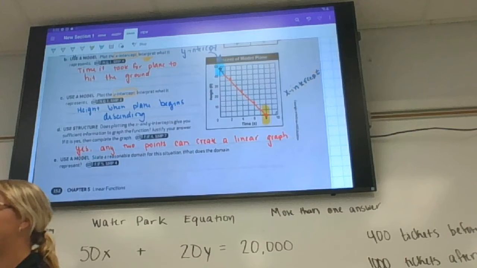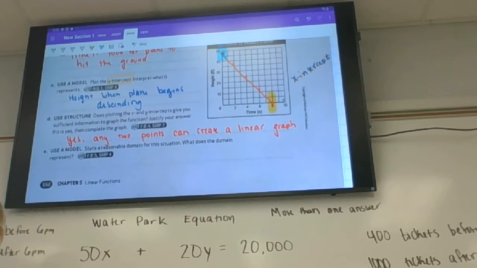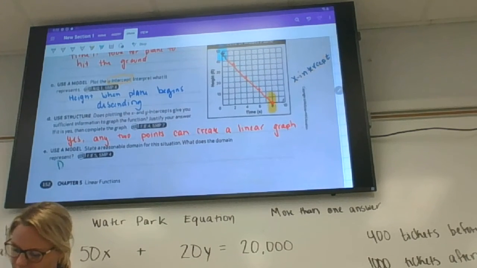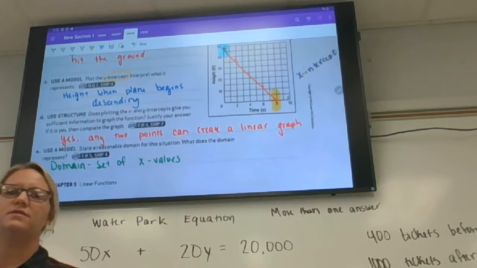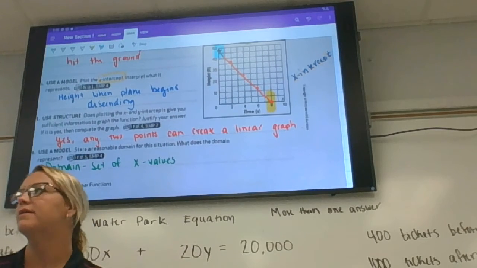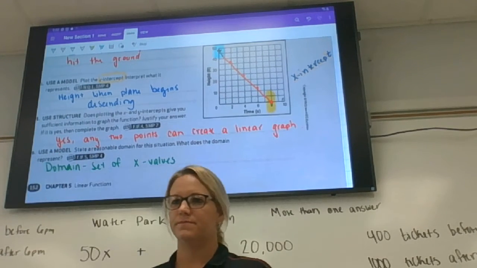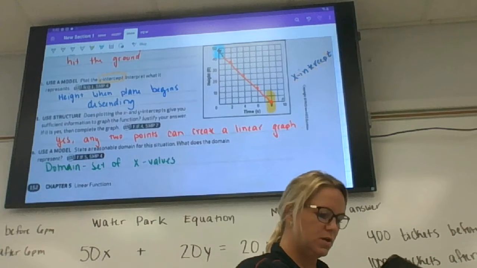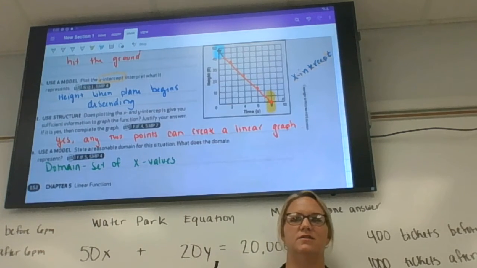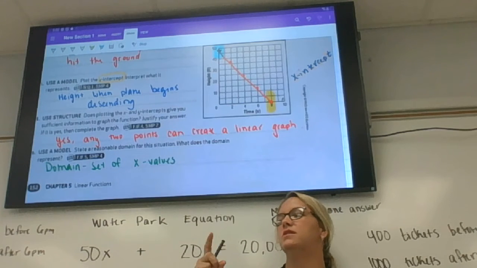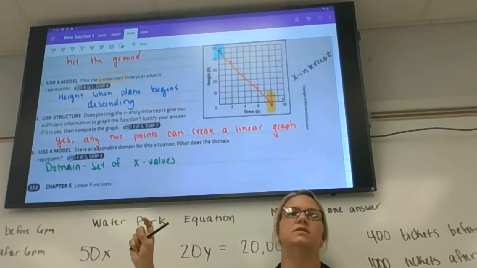Do you guys remember what domain represents? The x values. Okay, let's just recall that. Domain is a set of x values. So what is the set of x values for this airplane? Zero. So, well, 0, 2, 4, 6, 8. Okay. Tony is describing what we're seeing in our points: 0, 2, 4, 6, 8.